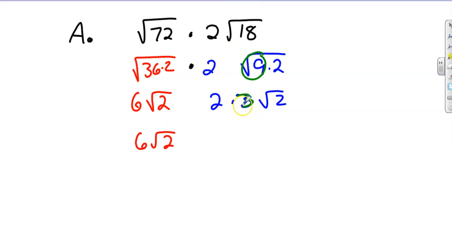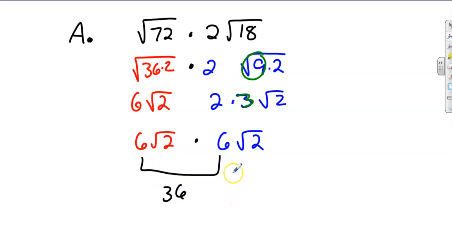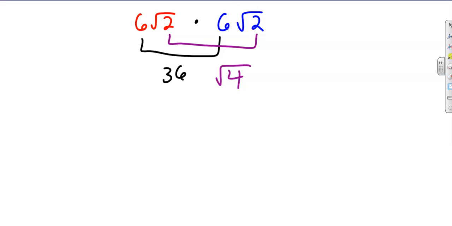This would also be a 6 square root of 2. So then if you multiply these together, you're going to multiply the outside numbers together. 6 times 6 is 36. Then you're going to multiply the inside numbers together. 2 times 2 is 4. So that's 36 times the square root of 4. The square root of 4 is just 2. So 36 times 2 would make that answer out to be 72.